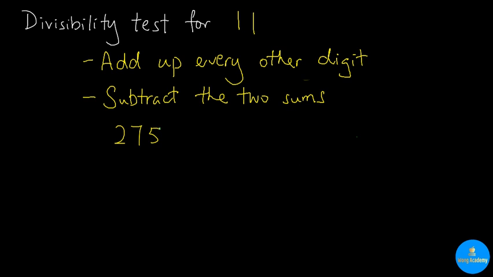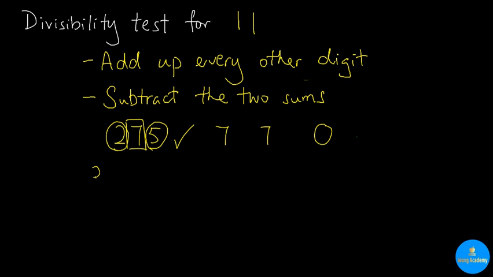275 is a multiple of 11. How do I know? First, I add up 5 with 2 to get 7. Next, 7 itself sums to 7. Because the difference between 7 and 7 is 0, and 0 is a multiple of 11, I know that 275 is a multiple of 11.